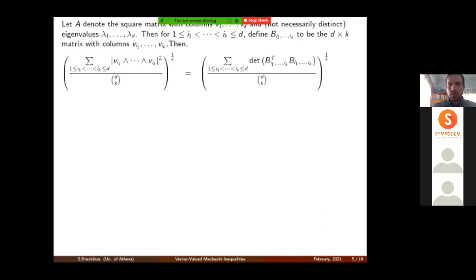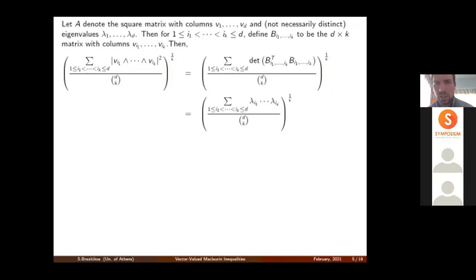Then note that if we consider the matrix A transpose A, then B transpose B is a principal minor. So we will use here that the sum of the principal minors is the symmetric sum of the eigenvalues. From linear algebra, we have this fact, this equality, which is not trivial, but it's not hard either.